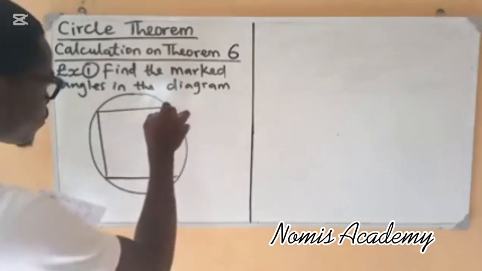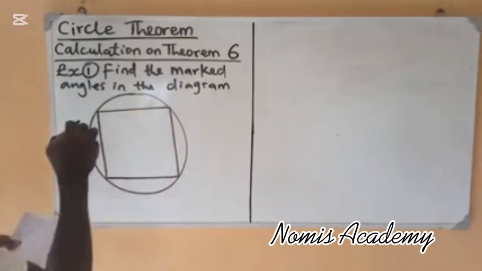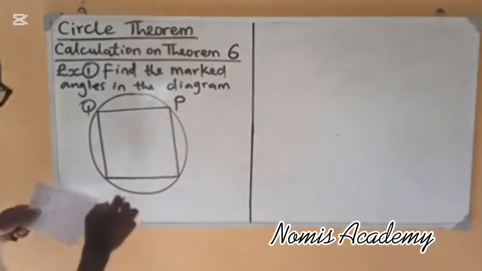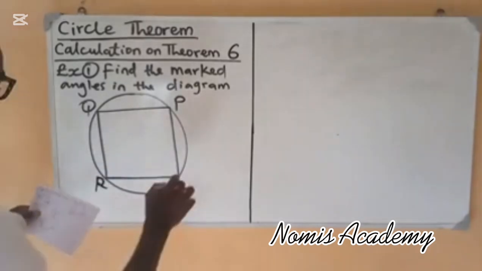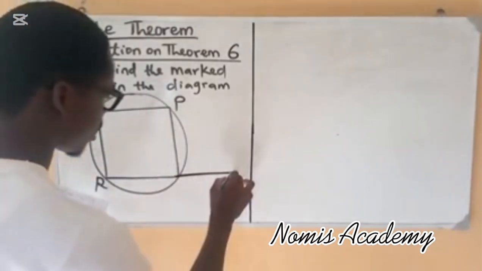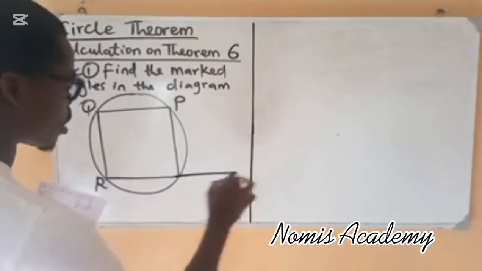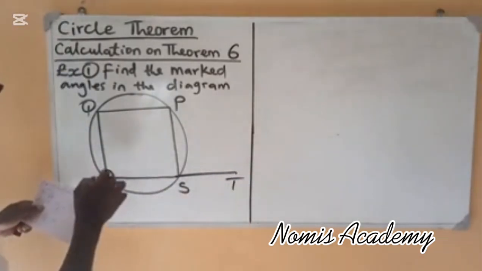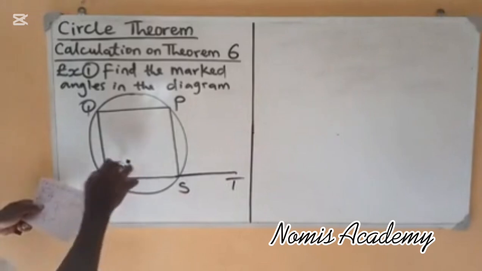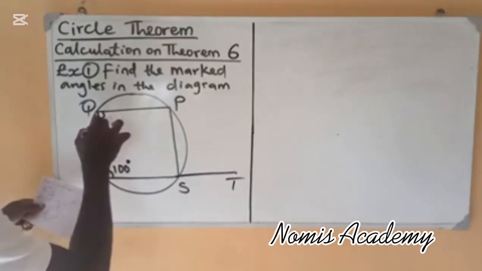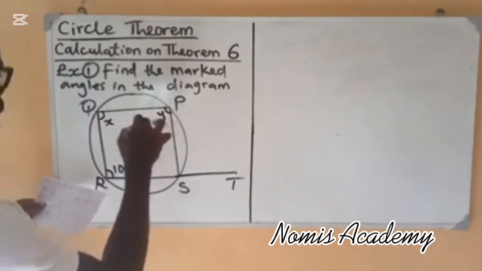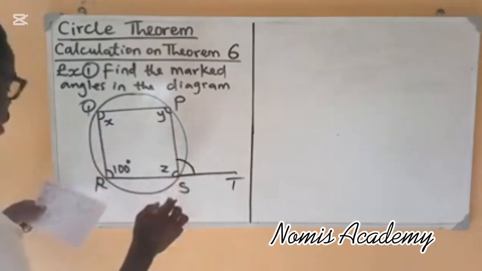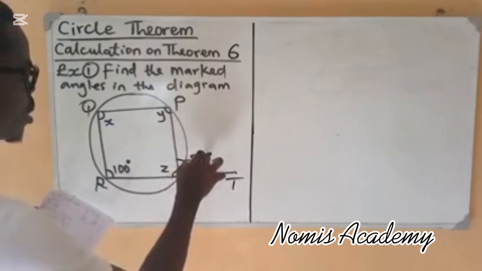Okay, we call this angle Q. This angle is called P. This angle is called R. And then this is extended to T, and this point is S. Now we have this angle to be 100 degrees, and we're asked to find X and Y. This is also Z, and then the exterior angle is 81 degrees.